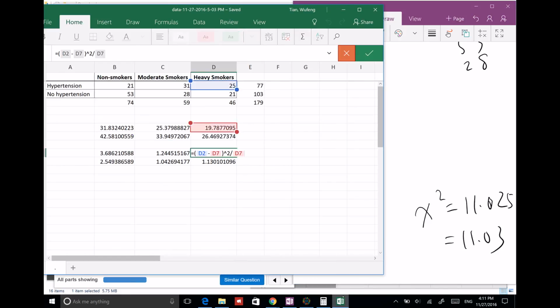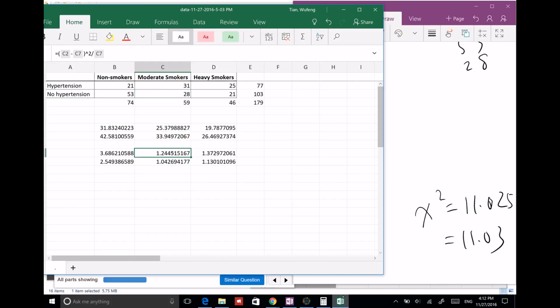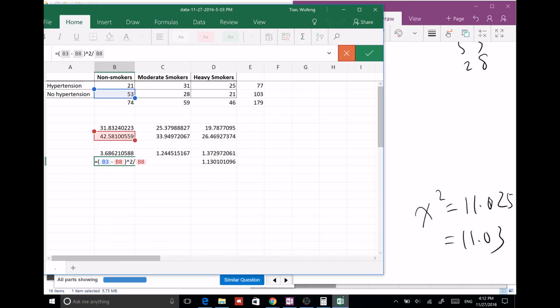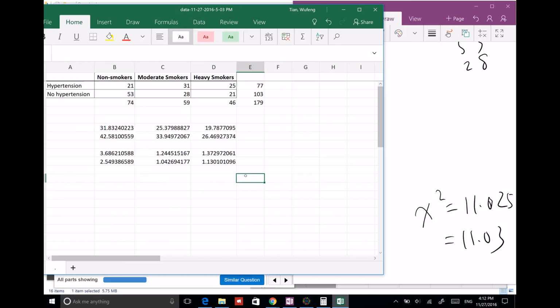Maybe I do something wrong. 25 minus that over D25. D2 minus D7 square over D7. D3 minus D8 square over D8. C3 over C8. C2 minus C7 square over C7. B2 minus B7 square over B7. B3 minus B8 square over B8. Okay, it should be this way to do it.